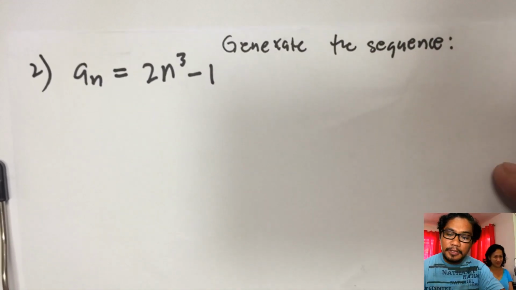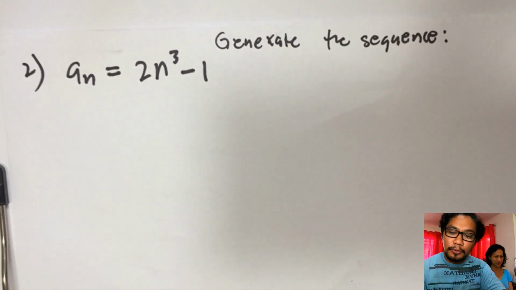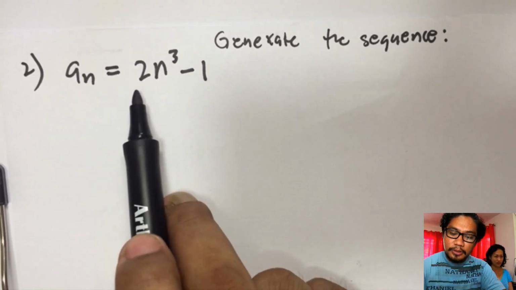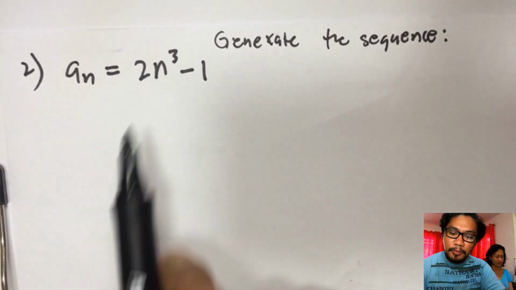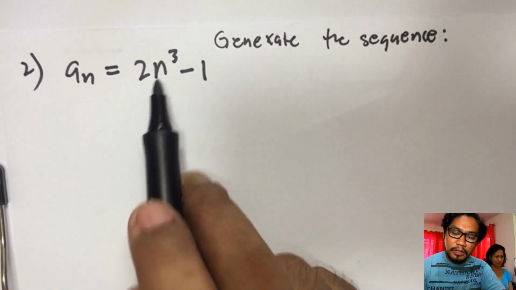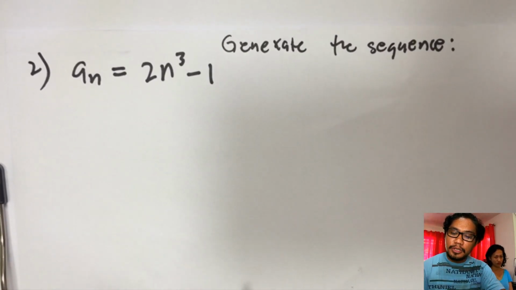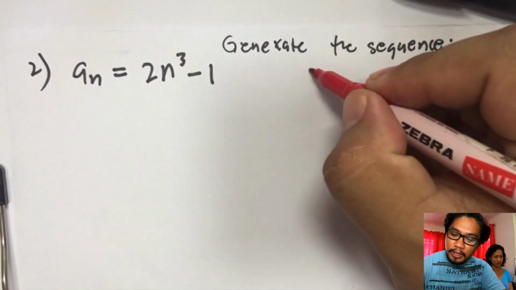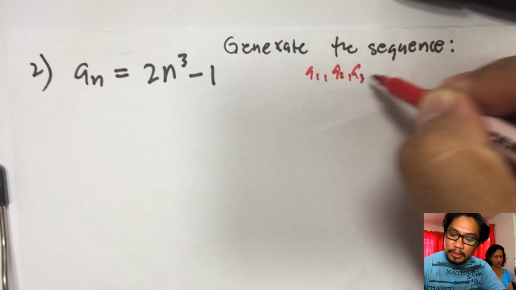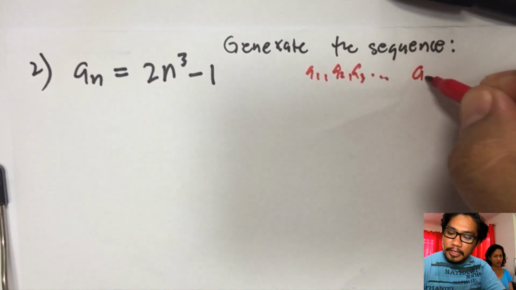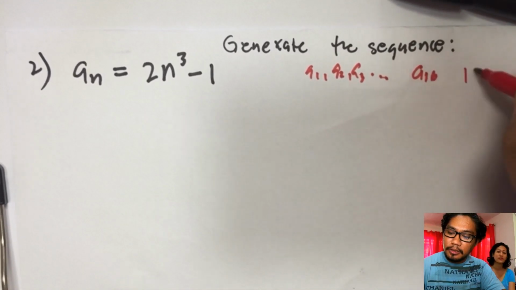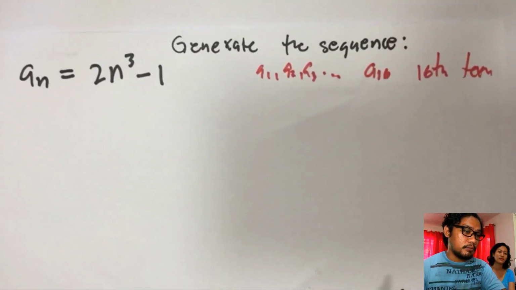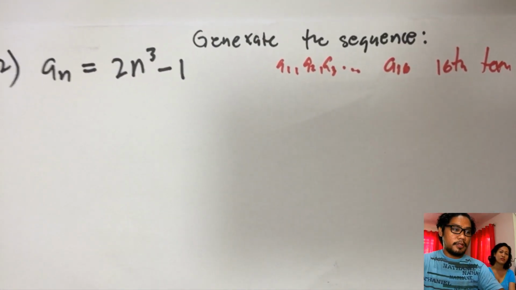In contrast with our first example, in this number 2, you are already given the nth term, and our nth term is a sub n equals 2n raised to the third power minus 1, or 2n cubed minus 1. And you are asked to generate the first 3 terms, so that means we have to get a sub 1, a sub 2, a sub 3, and maybe you will be asked to solve for a sub 16, or the 16th term.